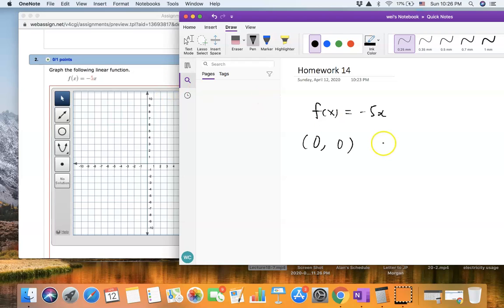If this happens, if the x-intercept and y-intercept are the same point, we are going to use another point. So here we can let x be a random number, say 1. Then we can find the y value, which is negative 5 times 1, which is negative 5. So we can use these 2 points to graph this function.